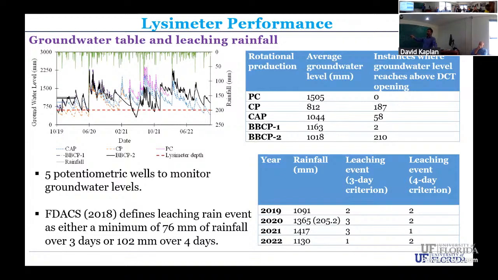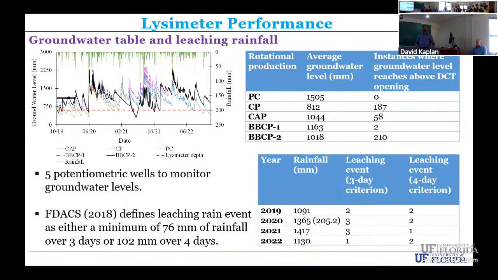Because of the precipitation events, we saw that sometimes the water table rose up, and this is the summary of that. This shows the average groundwater levels in different monitoring wells, we have one in each, and the instances where the groundwater table reaches above the DCT opening. You can see 210 times out of 1,000, and 187 times out of, again, we only have 5 monitoring wells. It may not tell you the complete picture, but it gives you an idea that there is something going on there.